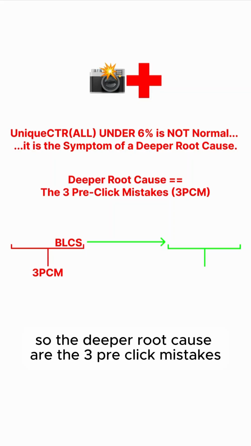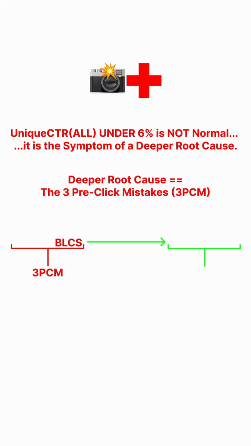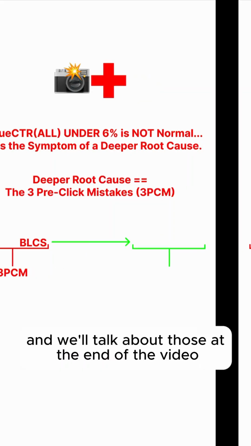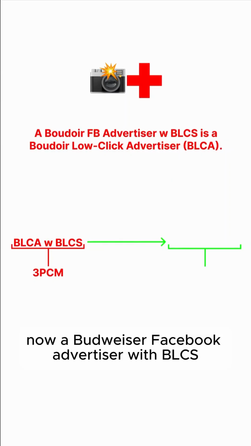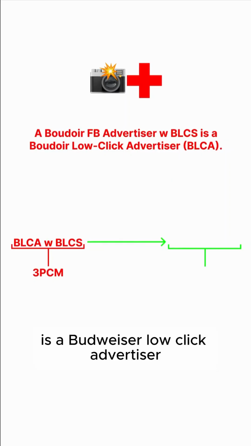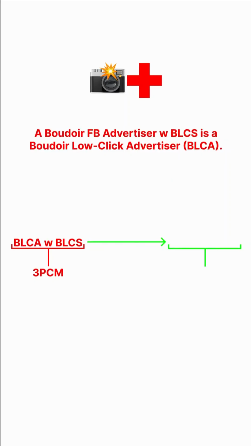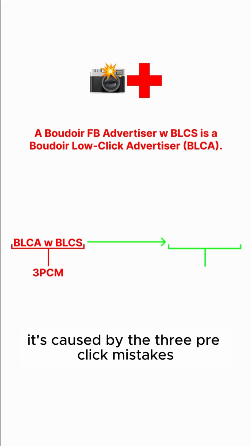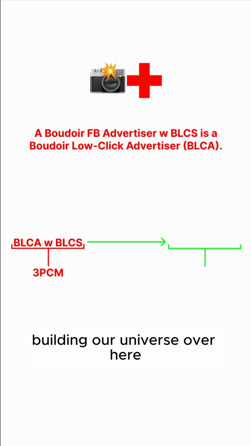The deeper root cause is the 3 pre-click mistakes, and we'll talk about those at the end of the video. Now, a Boudoir Facebook advertiser with BLCS is a Boudoir low-click advertiser, a BLCA. So we got a BLCA with BLCS. It's caused by the 3 pre-click mistakes. Building our universe over here.